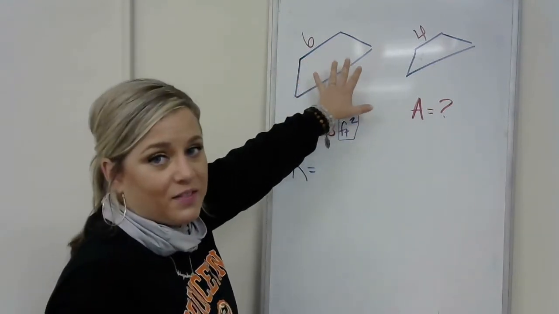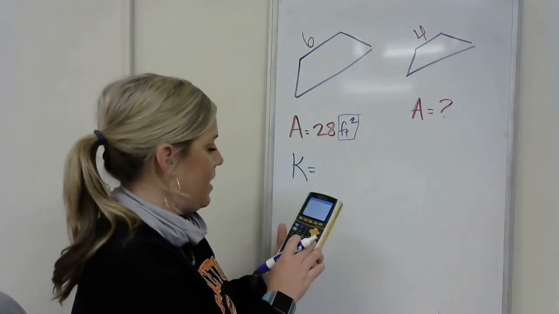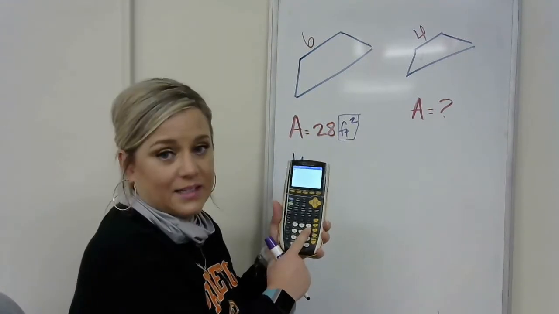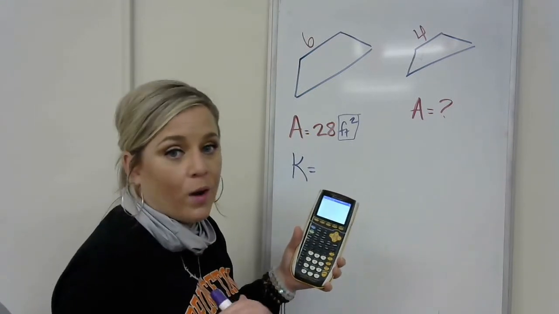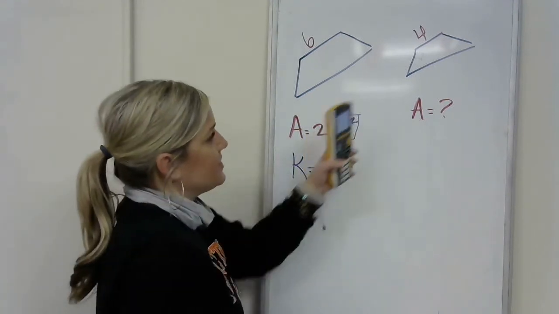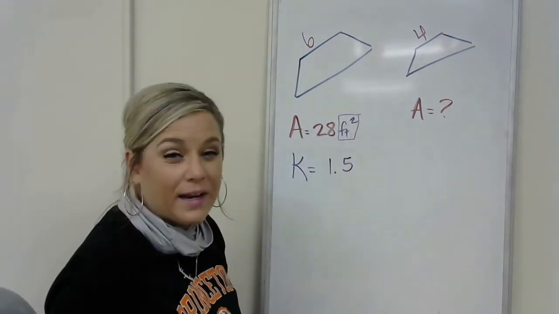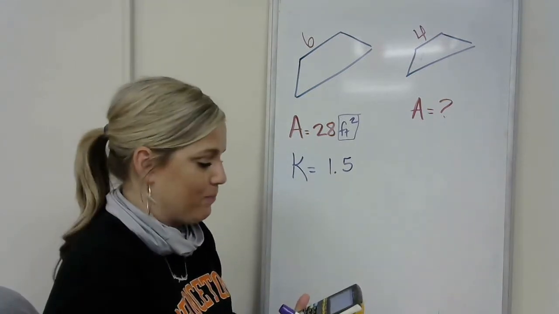A really easy way is, I've got this big one to little, and I'm going to take my calculator on, and I'm going to do 6 divided by 4, enter. You should get 1.5. Our scale factor is 1.5. That means that this trapezoid is 1.5 times smaller than the greater one, the bigger one, okay?